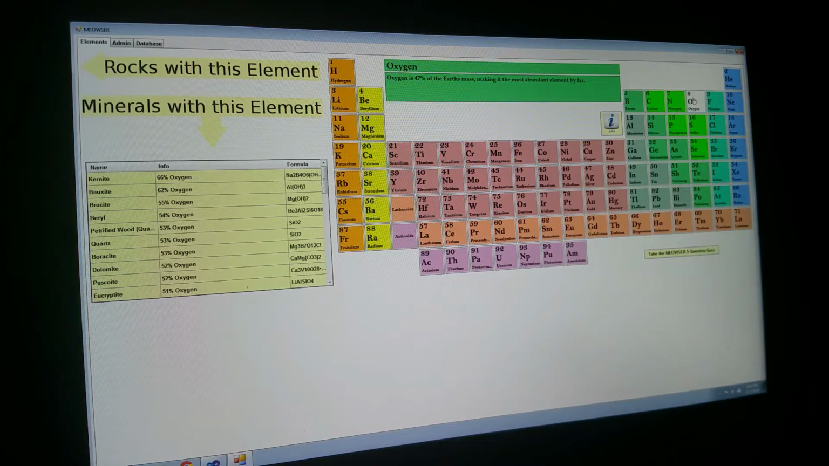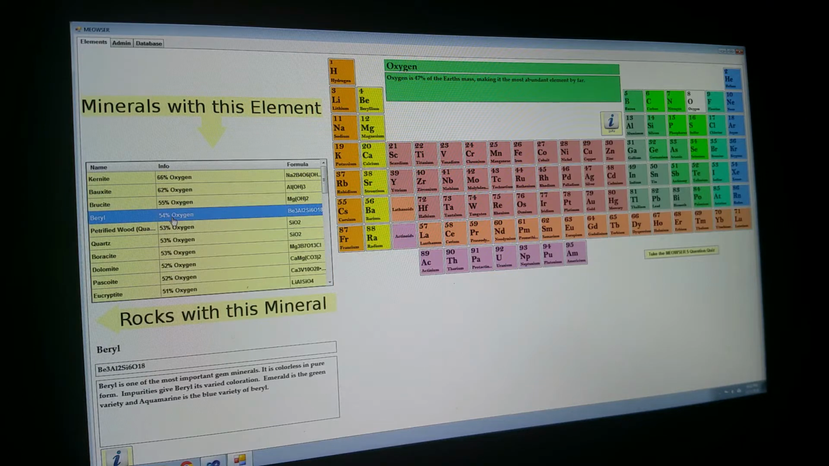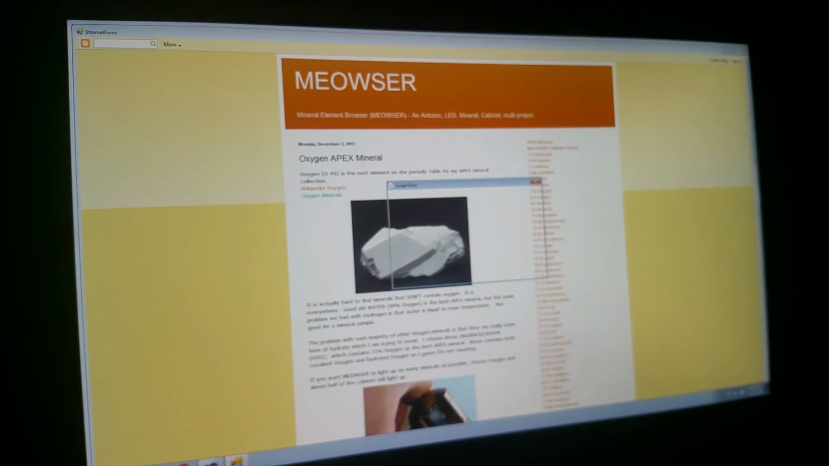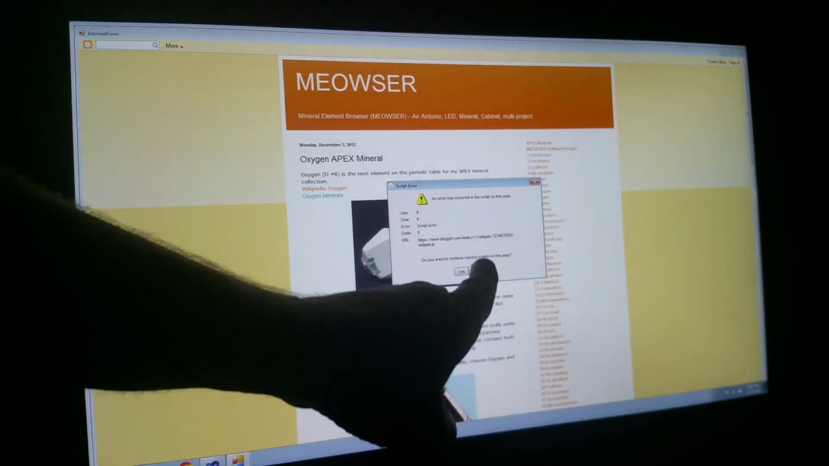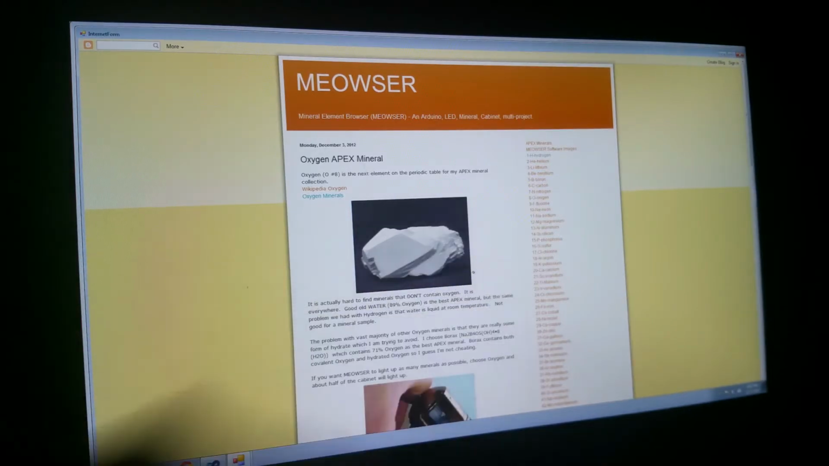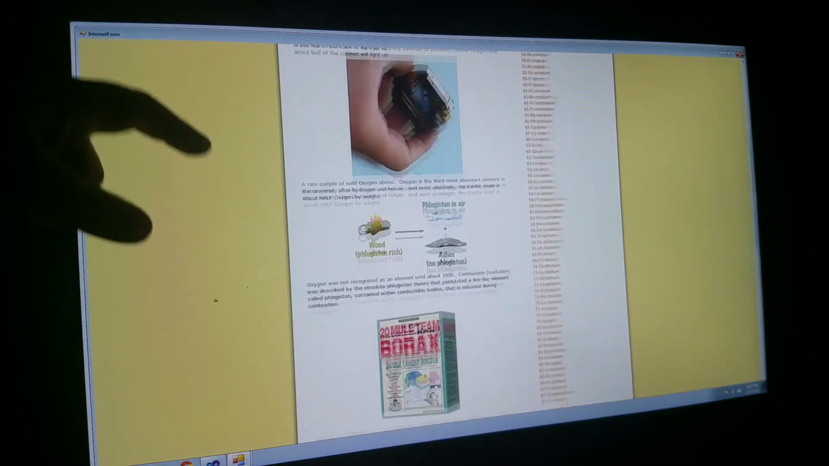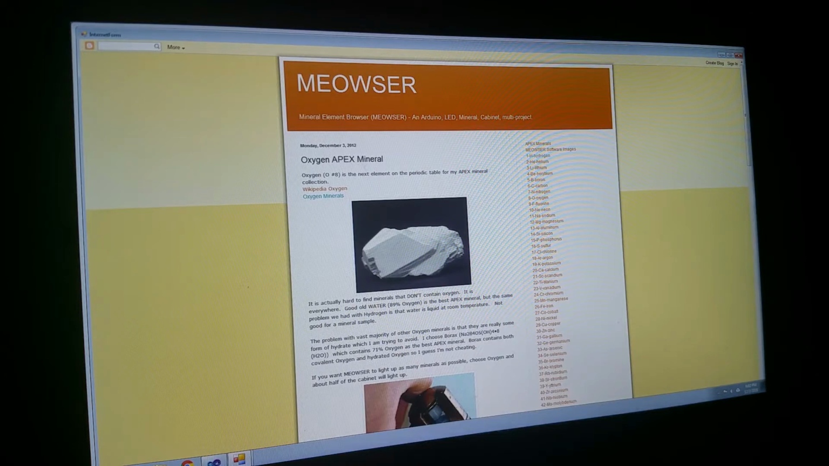Back to the periodic table, I can click on any of these minerals and find out about them down here on the left. If I want to know about oxygen, I click on this button up here. It opens a web page which I've authored. Ignore the script error. This just started happening. I have a whole bunch of web pages of what I think is interesting about oxygen and how it relates to life and which apex mineral I actually chose to represent oxygen. I'm going to close this.